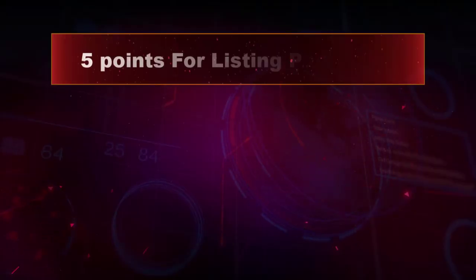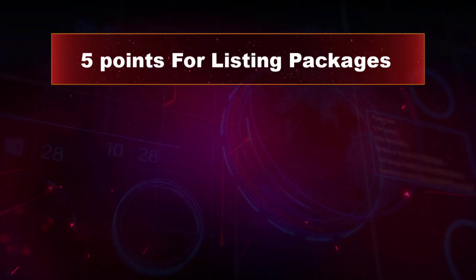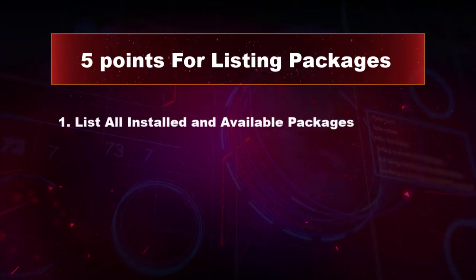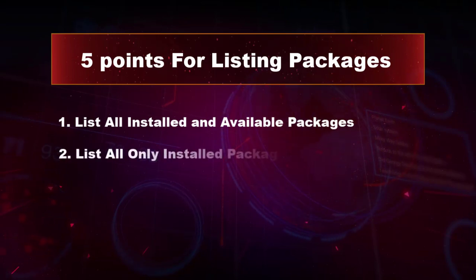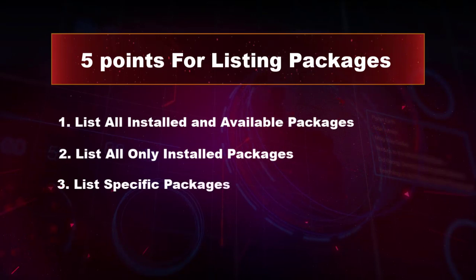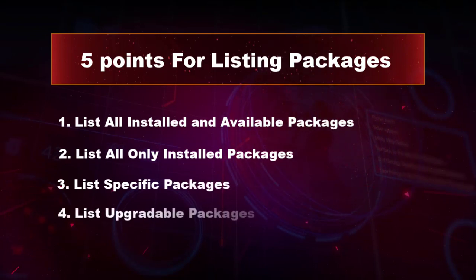Very first, here we are specifically covering 5 points for listing packages. First one, get all installed and available packages. Second, list only installed packages. Third, look for specific packages, suppose you want to check whether one is installed or not. Fourth, we can also get the list of upgradable packages, meaning which packages we need to upgrade, so that list we can also get.